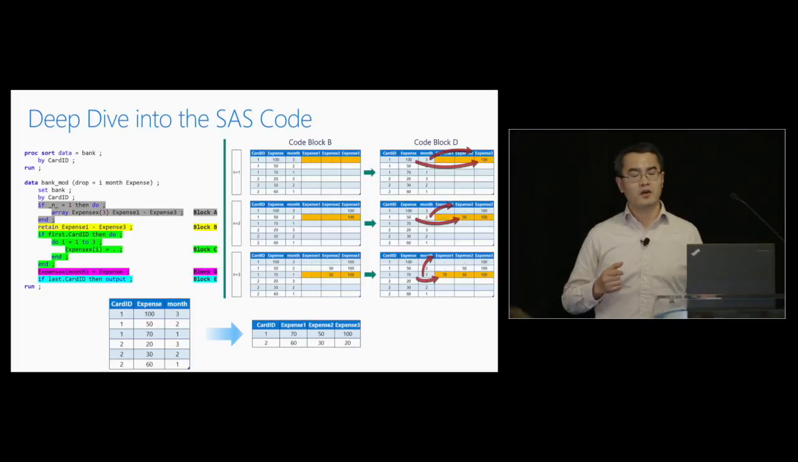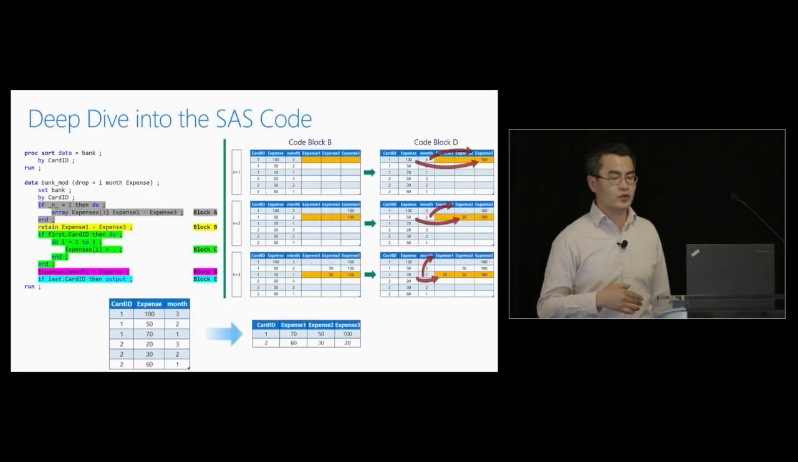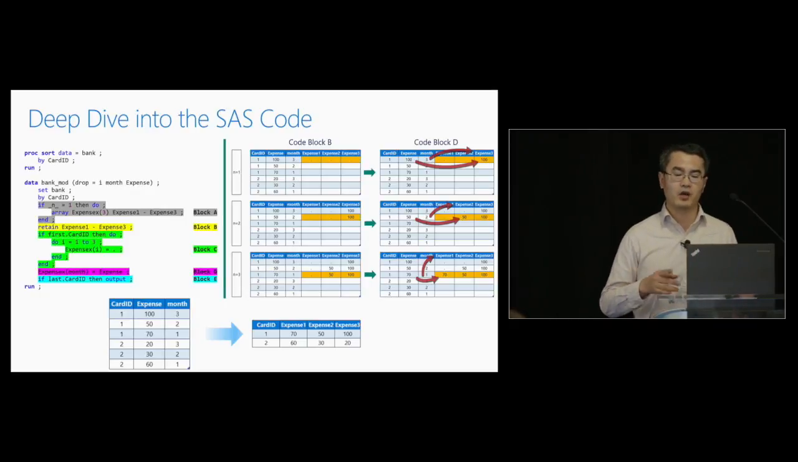And at the end of this process, what we get is a table that looks like the one to the bottom right. So for card ID 1, we have 3 values, expense 1, expense 2, and expense 3. And card ID 2 similarly has 3 columns, expense 1, expense 2, and expense 3.